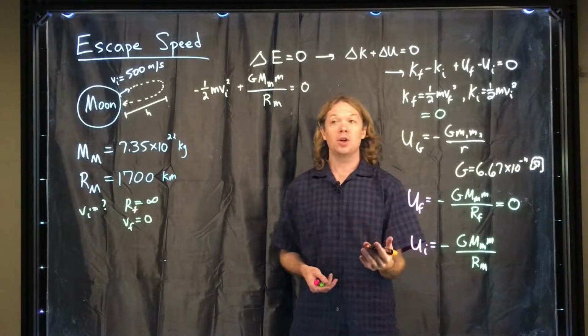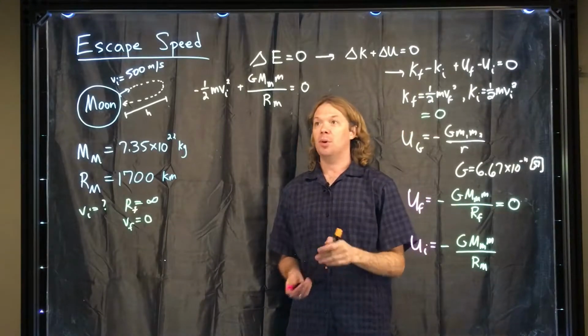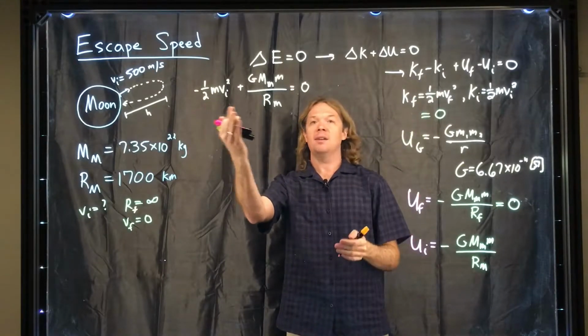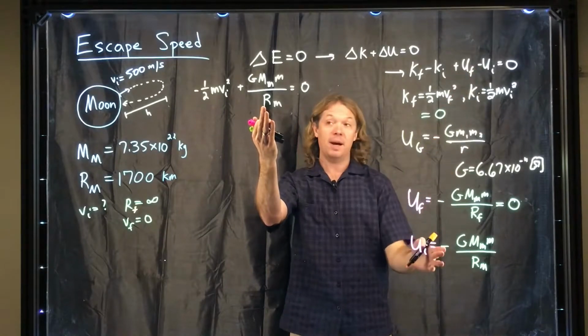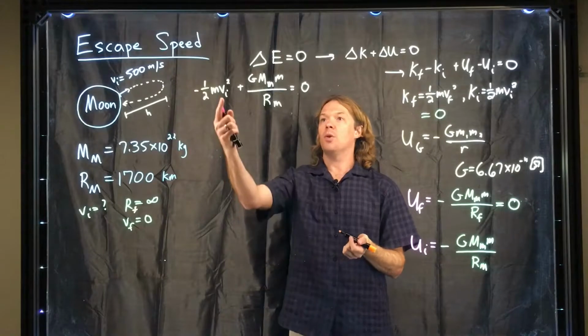We only have two terms because most of the other ones vanished. The final kinetic energy and the final potential both vanished. So now we just have the initial kinetic with a minus sign because of that minus sign there. This is the initial potential. There's a minus sign there and a minus sign there, which makes that positive. And now it's just a matter of solving this equation for the initial velocity.